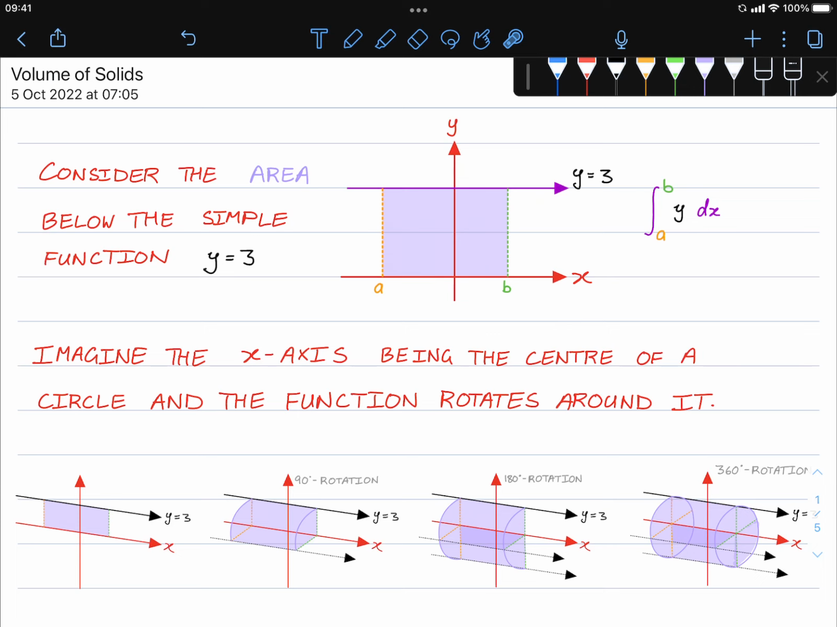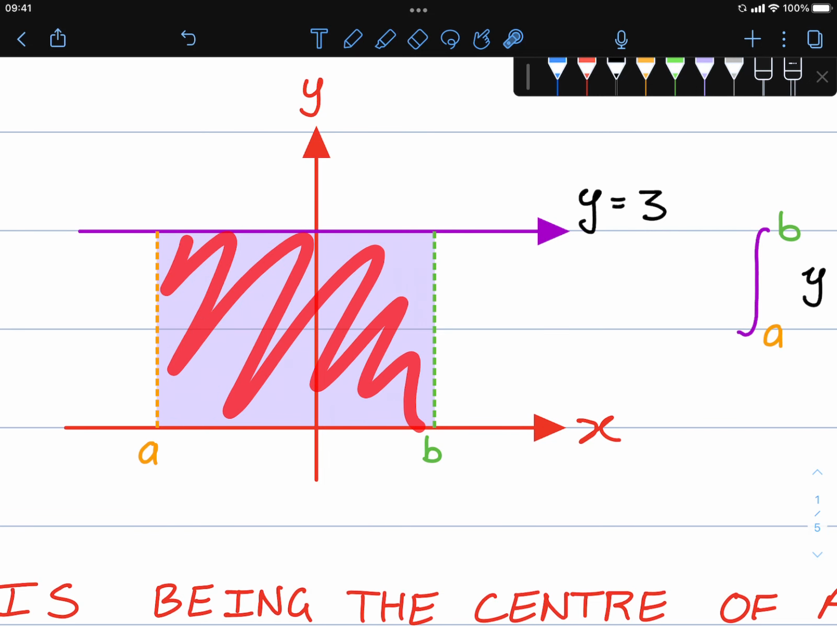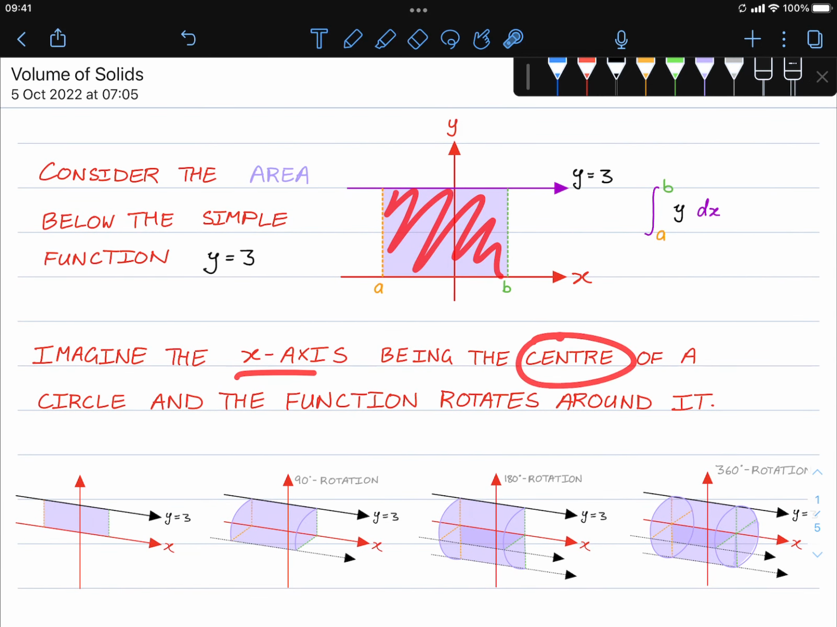Let's consider the area of the simple function y equals 3. So we're looking at this function y equals 3 and the area below it. Now let's imagine the x-axis being the center of a circle and that the function rotates around that center like this. So I've shown you step by step.